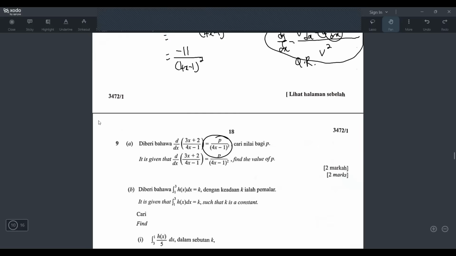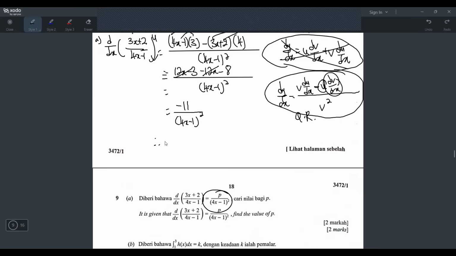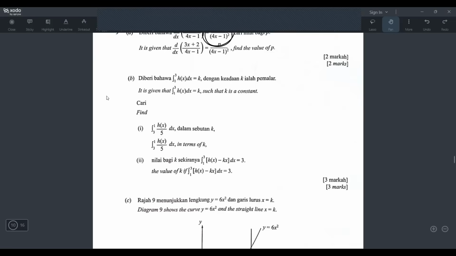So now they say find the value of P, right? So the value of P is negative 11 lah, very easy, right? Because you just compare this one with this one. And when you compare, you can see the denominator is the same, 4x minus 1 power 2, 4x minus 1 power 2. So nombor atas pun kena same lah. P is negative 11. So yeah, that's the answer. You just compare together. Okay, sudah siap.